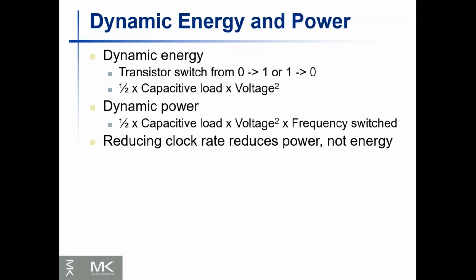And of course, the power is determined by the following components. The first one is called the dynamic energy, which is when the transistor changes from 0 to 1 and 1 to 0 states. That's where you have the dynamic energy consumption. The equation for that is half times capacitive load times voltage squared. And the dynamic power is obviously half times capacitive load times voltage squared times frequency.